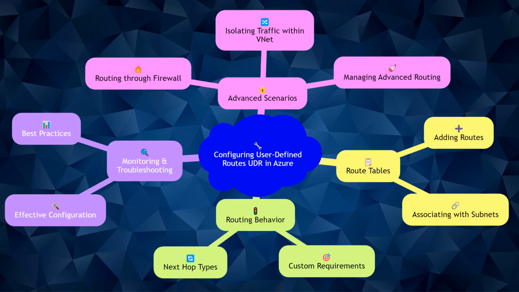Configuring user-defined network routes in Azure is a powerful way to control and optimize network traffic. By creating and managing route tables, adding routes, and associating them with subnets, you can customize the routing behavior to meet specific requirements. Understanding next hop types, monitoring and troubleshooting routes, and following best practices are essential for effective UDR configuration. Whether you're routing traffic through a firewall, isolating traffic within a VNet, or managing advanced routing scenarios, UDRs provide the flexibility and control needed to build secure and efficient network architectures.